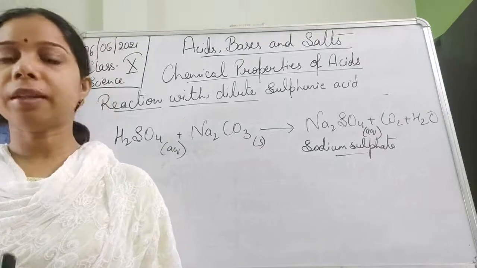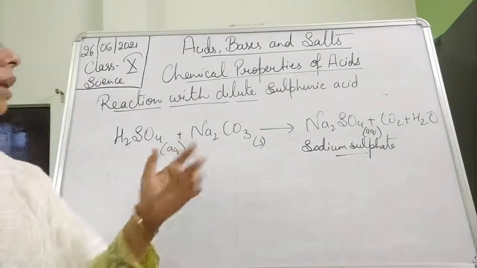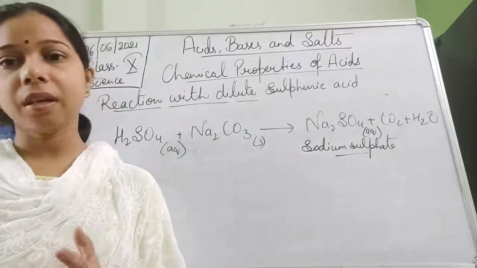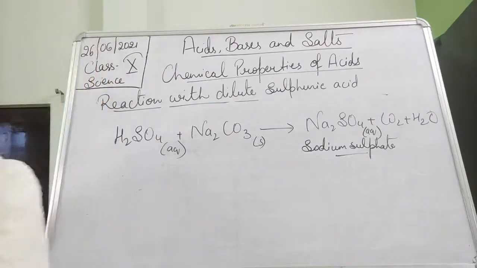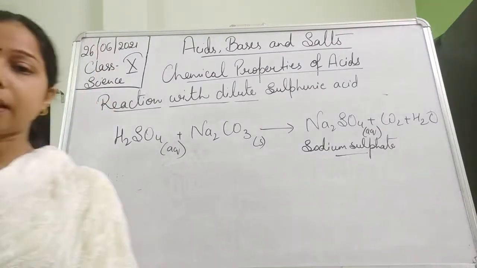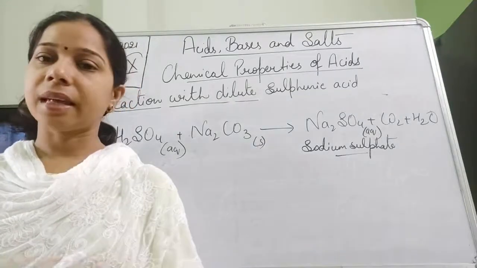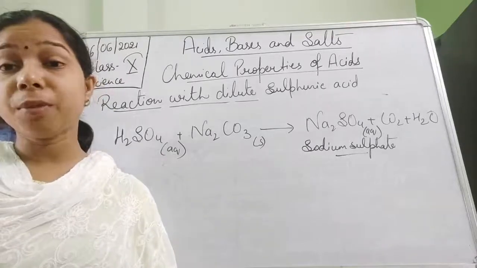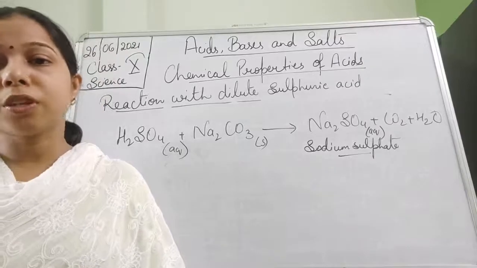So students, in the previous class in this chapter, that is acids, bases and salts, we were talking about the physical and chemical properties of acid. Physical properties of acid is what, students? That is, acid is sour in taste. Second thing, when the litmus paper is dipped in acid, it will turn blue litmus to red.